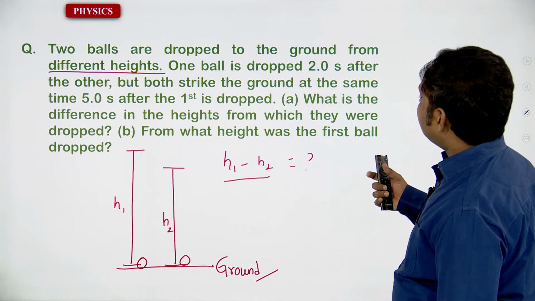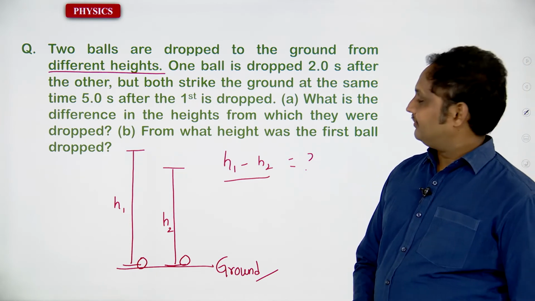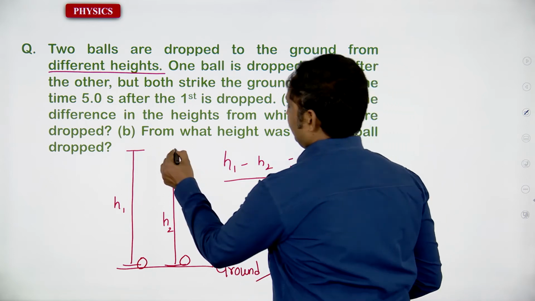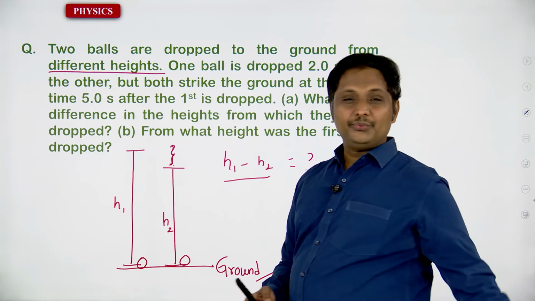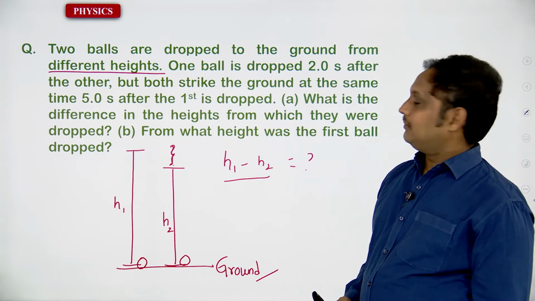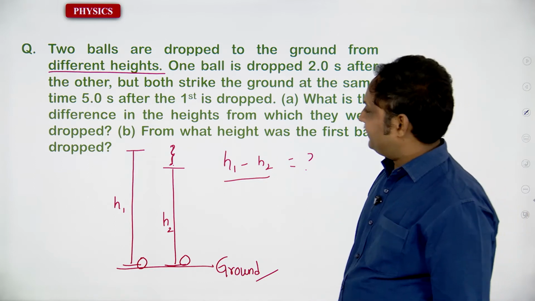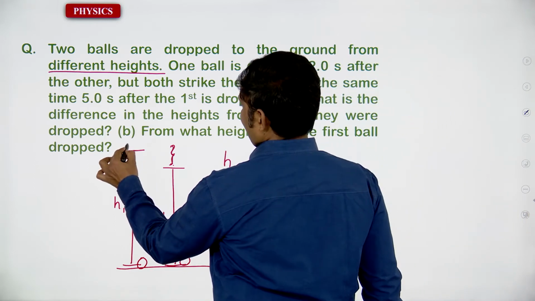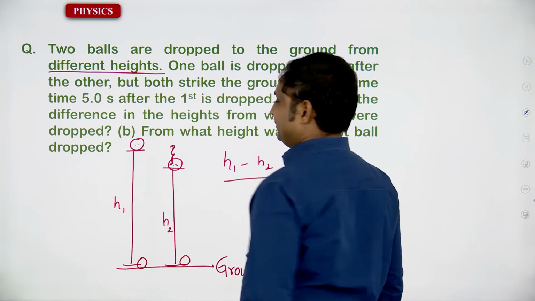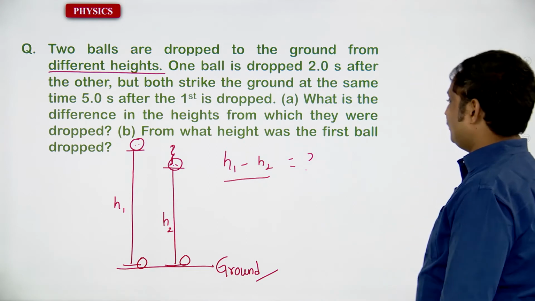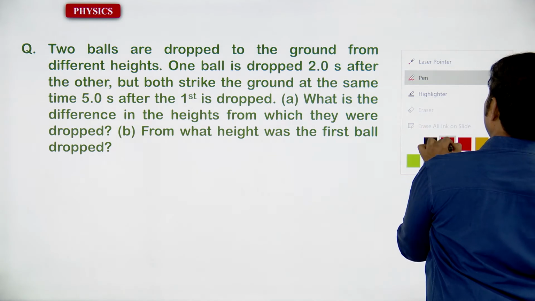From what height was the first ball dropped? Yes, you have to find out this one. What height, you just have to take it. Right. So you need to get that. This is ball 1, this is ball 2, let's take them as A and B, let's assume this is the case, we would like to go for that, right. Okay, you have to solve this problem.